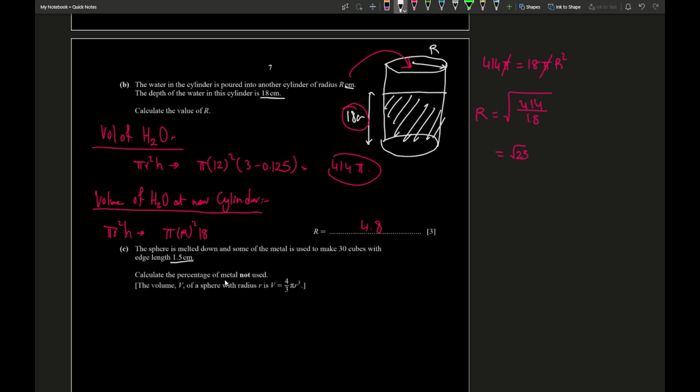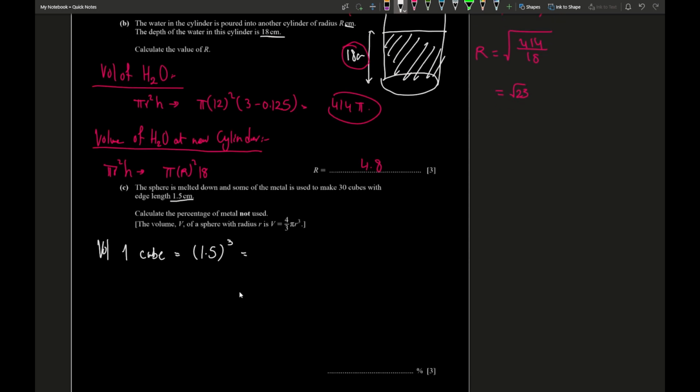So let's calculate the volume of 1 cube. The volume of 1 cube is equal to 1.5 raised to the power 3. So the volume of 30 cubes is equal to 30 times 1.5 raised to the power 3, which is equal to 101.25 centimeter cubed. So that's the volume of the 30 cubes.